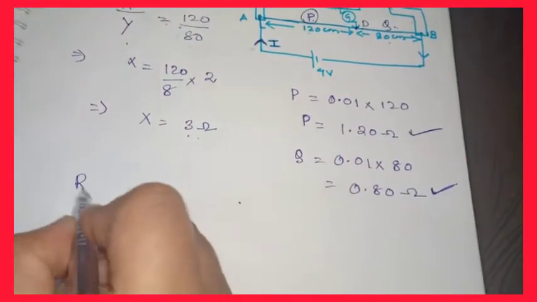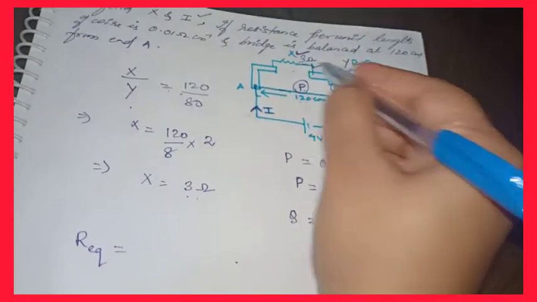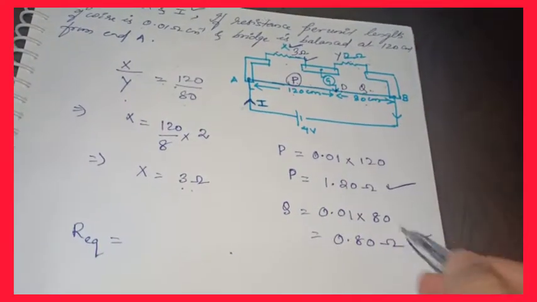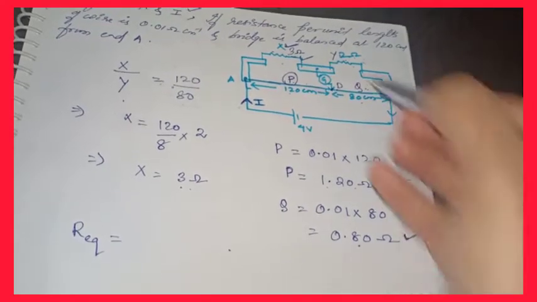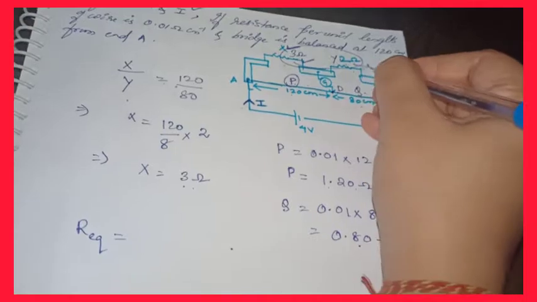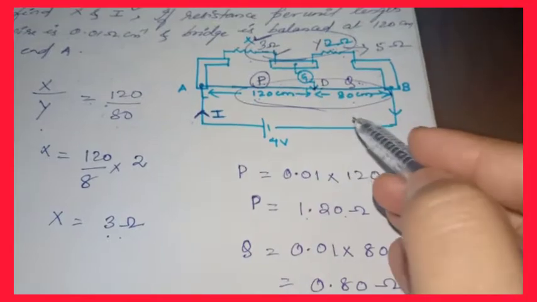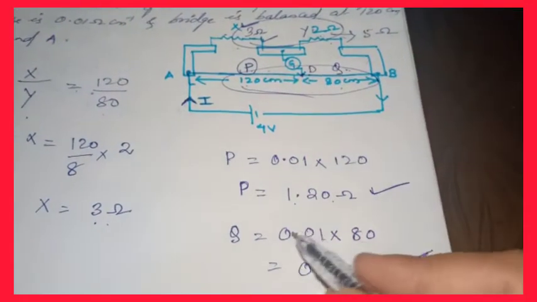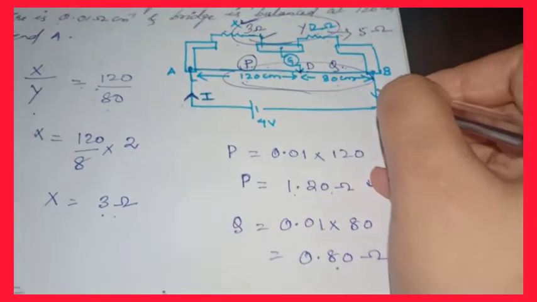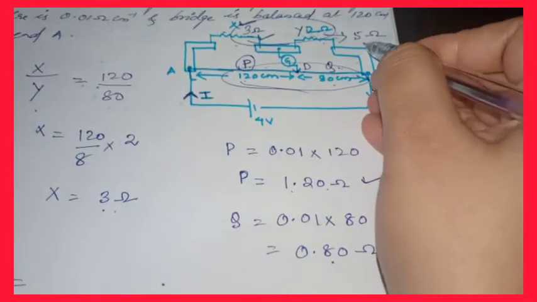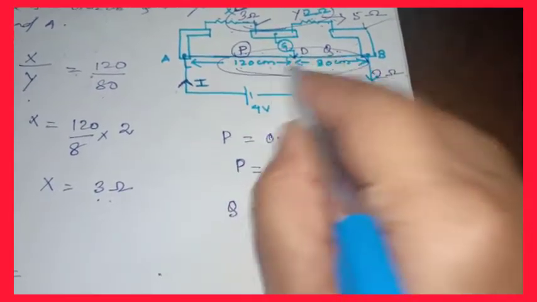So the equivalent resistance due to the four resistances will be, these two are in series and these two are in series. So 2 plus 3 is 5 and this is 1.2 plus 0.8. So the series value of resistance will be 5 ohm and P plus Q will be 1.20 plus 0.8, which will be 2 ohm. So we know the resistance of these two resistances.